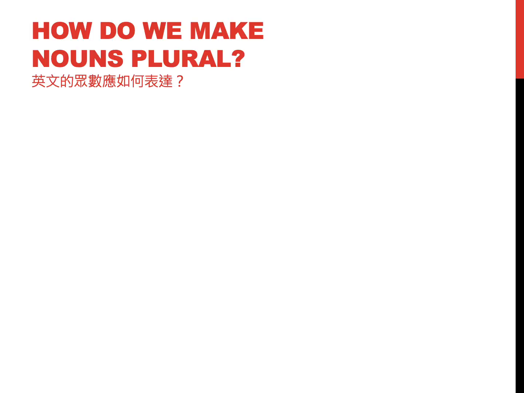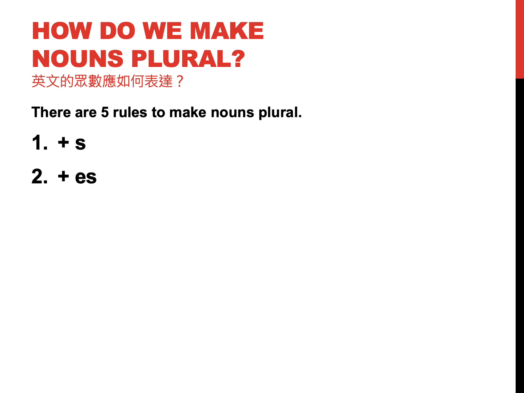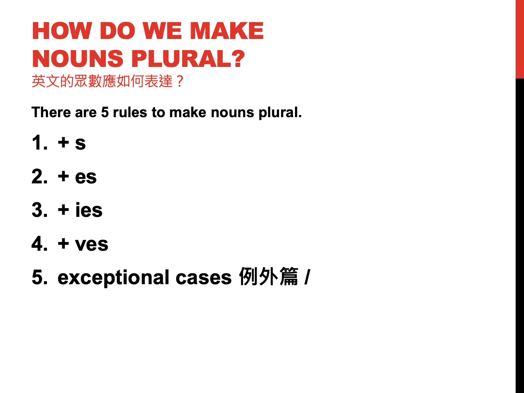How do we make nouns plural? There are 5 rules to make them plural. You can add an S, an ES, IES, or VES to it. There are also some exceptional cases or irregular nouns. These ones, you need to memorize them.